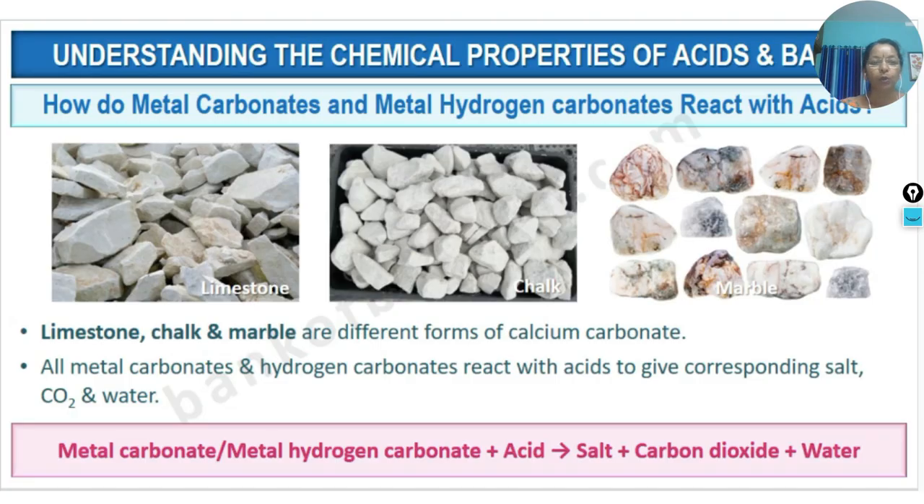Okay, now how do they react? These are all examples of metal carbonates. Limestone, chalk, marble. They are all examples of metal carbonates. They are all calcium carbonate. Okay, so the general equation is given here. Metal carbonate or metal hydrogen carbonate reacts with acid, giving salt plus carbon dioxide and water.